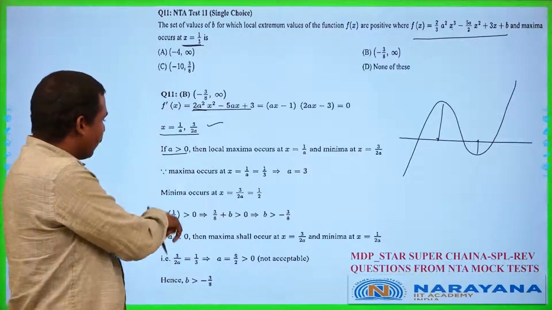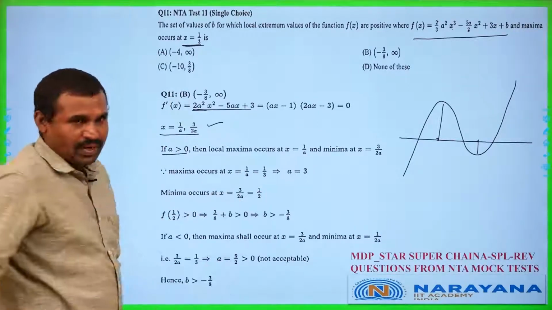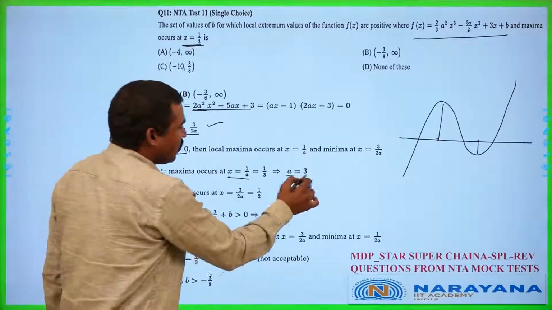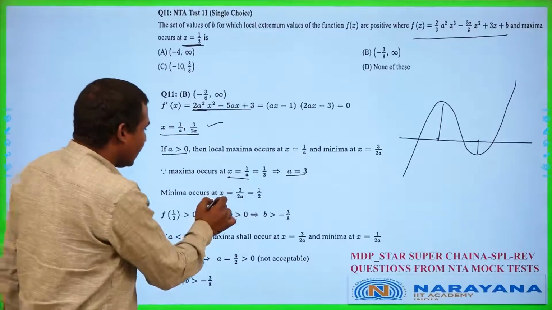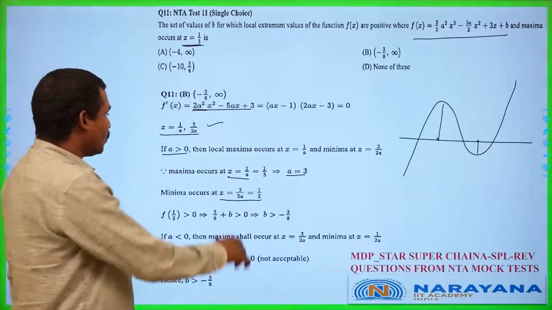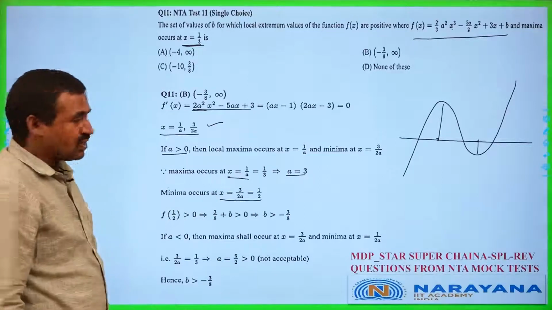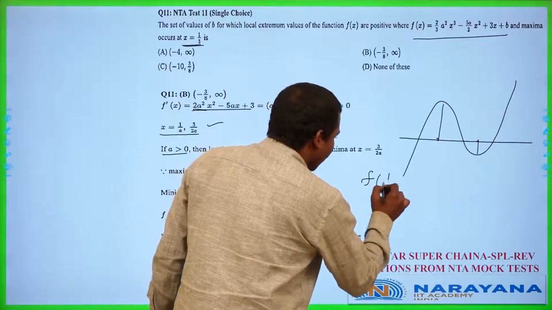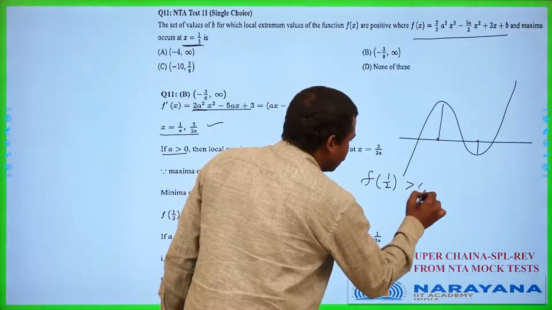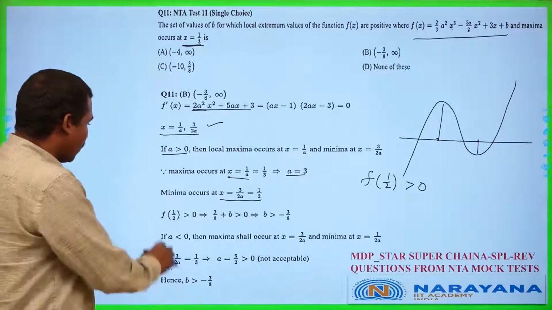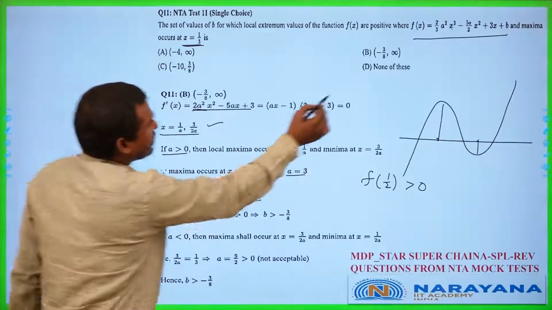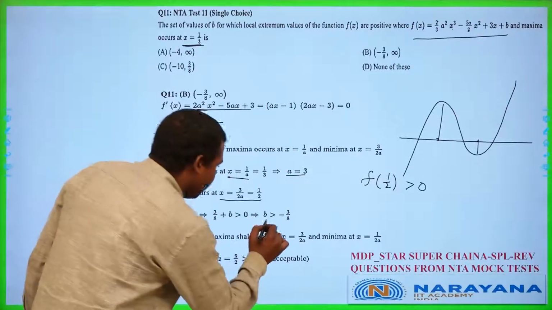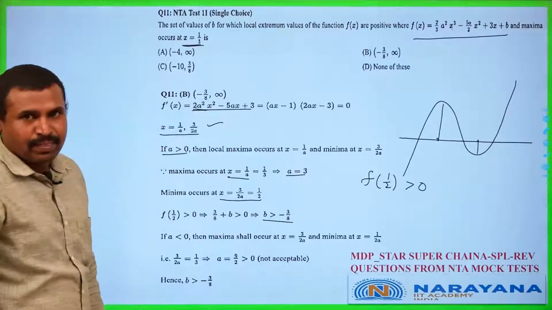If we take x is equal to 1 by a and that is equal to 1 by 3, then a is equal to 3. If we substitute a is equal to 3 here, then x is equal to 3 by 2a is equal to 1 by 2. So, one is 1 by 3 and the other one is 1 by 2. Clearly 1 by 3 is less than 1 by 2. So, f of 1 by 2 is the minimum value, so f of 1 by 2 should be greater than 0. That implies if you substitute x is equal to 1 by 2 here, then 3 by 8 plus b greater than 0. So, b is greater than minus 3 by 8.